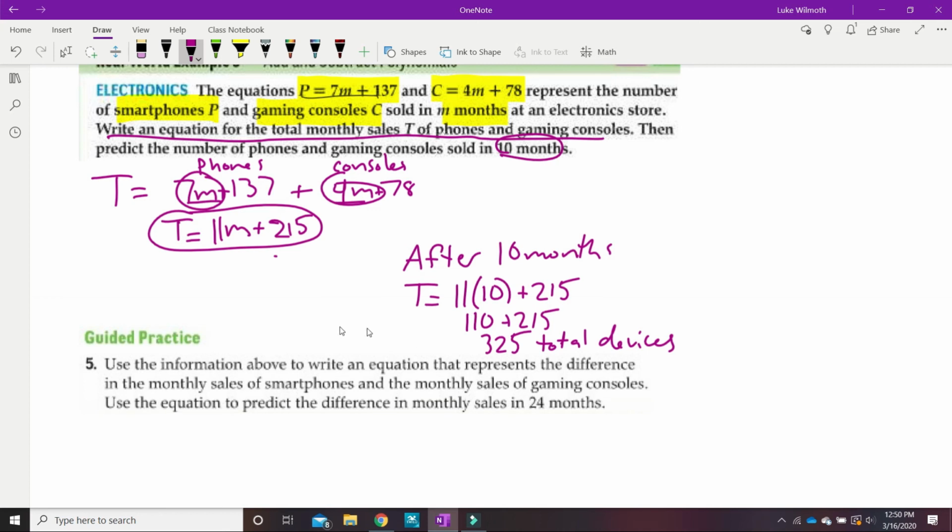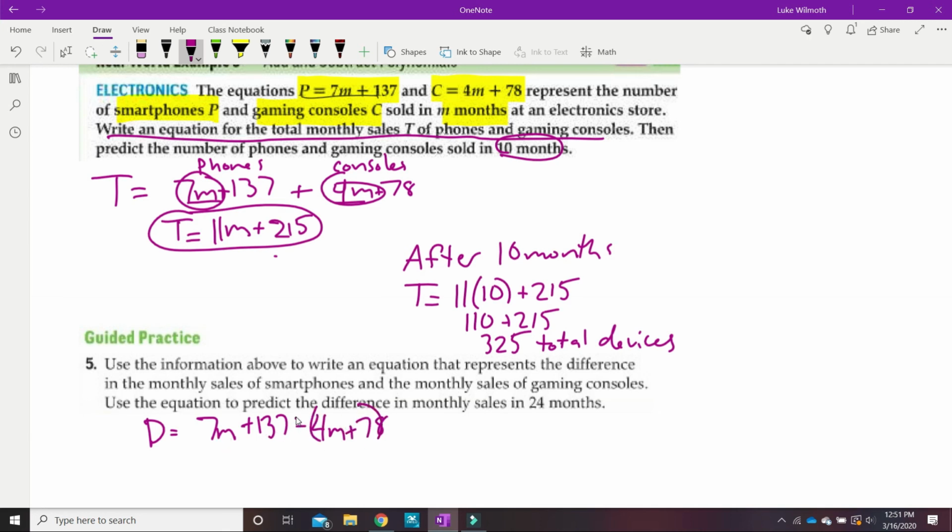All right, so at this point, pause the video, try and read this problem and figure out if you can see what it's asking and answer it. Okay, so it did say use the equation from before. Oh wait, it says use the information to write an equation that represents the difference between them. Why would I care about the difference between them? All right, we're going to find the difference. Equals, we're going to do 7m plus 137 minus 4m plus 78.